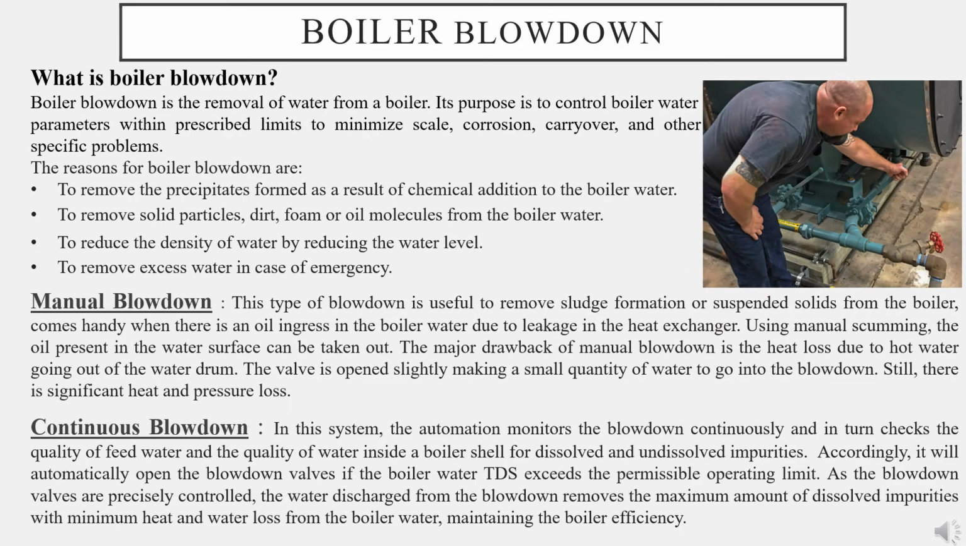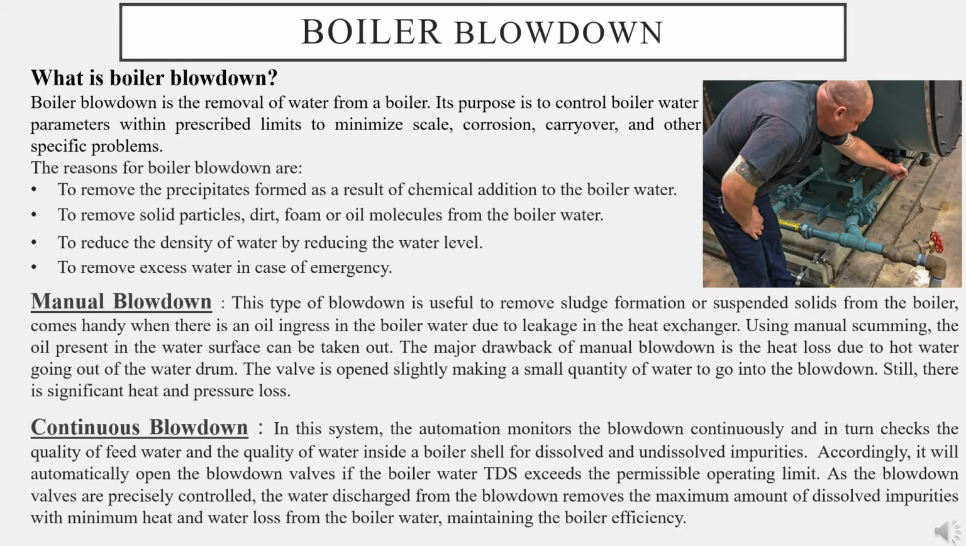Next, we discuss a process called boiler blowdown. It is a removal of water from the boiler, and the purpose is to clean the boiler and remove dirt, oil molecules, and various precipitates that might have formed due to chemical addition to the boiling water. It also helps reduce the water density and remove excess water if present. It is done in two ways, manually and automatically. Manual blowdown is useful to remove sludge formation or suspended solids.